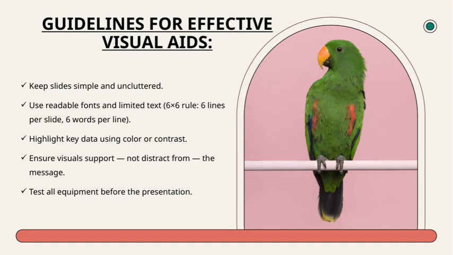Let's talk about keeping your slides simple and effective. First, always aim for a clean, uncluttered look. Use readable fonts and stick to the 6x6 rule, 6 lines, 6 words each. To make your key data stand out, highlight it with color or contrast. Remember, visuals should support your message, not distract from it. Finally, always test all your equipment ahead of time to avoid surprises. Following these guidelines will help your presentation be clear and engaging.